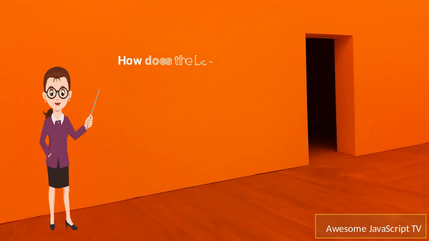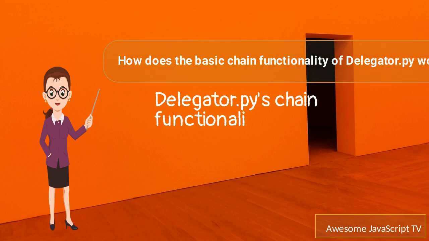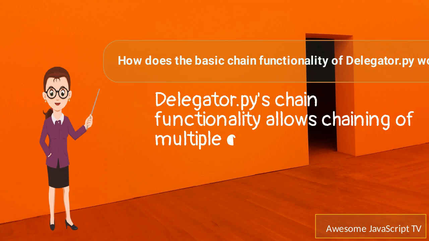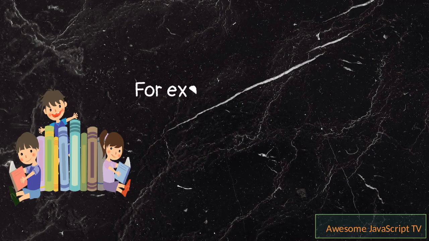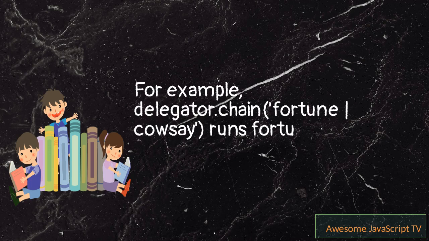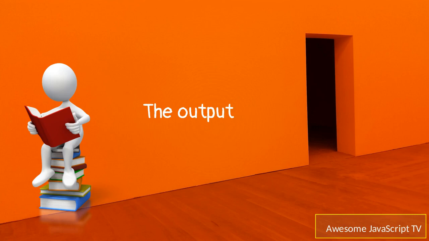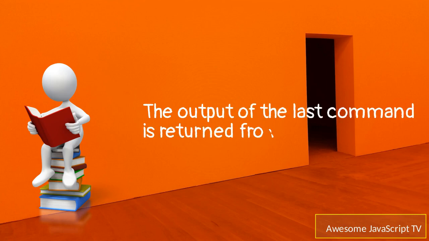How does the basic chain functionality of Delegator.py work? Delegator.py's chain functionality allows chaining of multiple commands. For example, delegator.chain fortune calc runs fortune and passes its output to calc. The output of the last command is returned from the function.